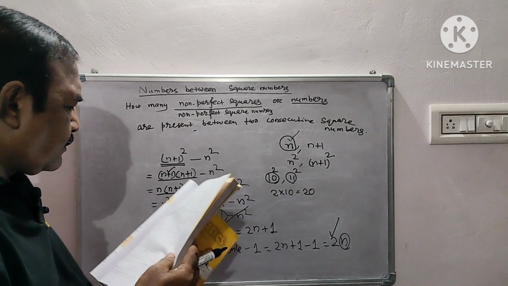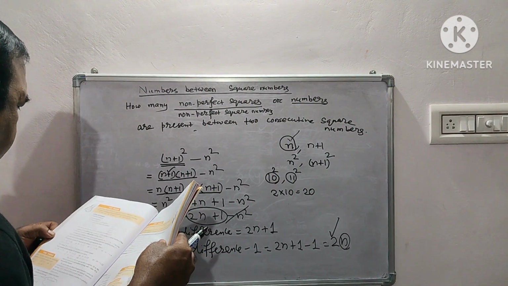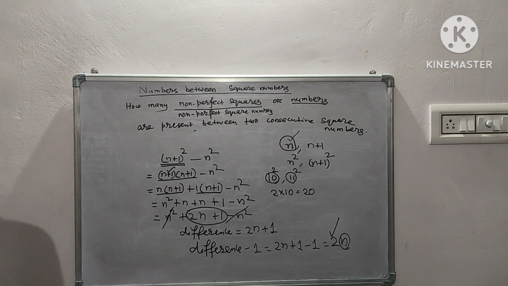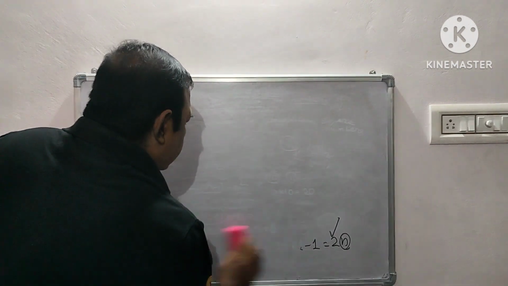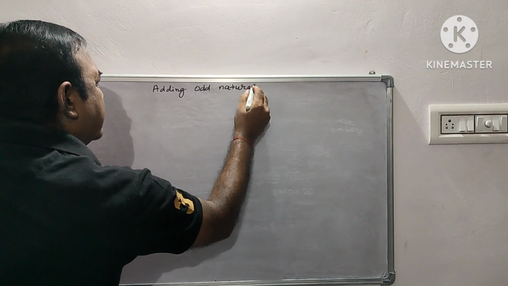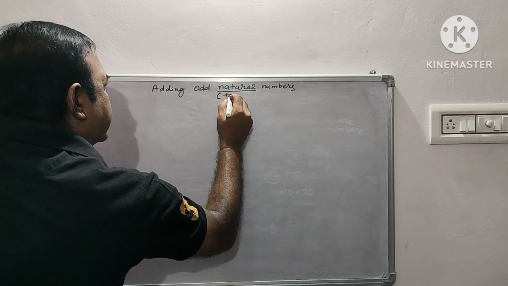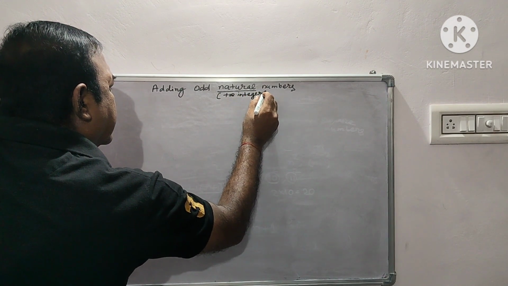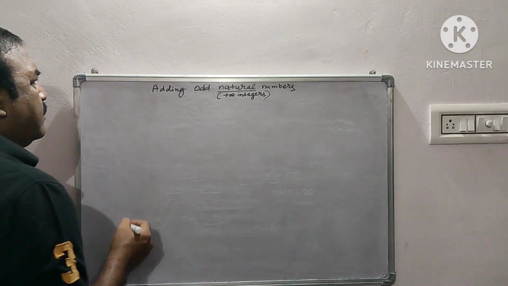So let us move to the next, and we will know what we are getting, adding odd numbers. So we can find an interesting result here. You just follow me. Adding odd numbers, that means odd natural numbers, or we may tell positive integers. Natural numbers are also called positive integers. So adding odd natural numbers. We will see what the odd natural numbers are.